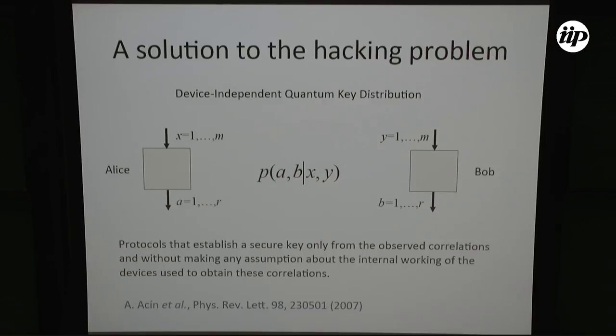So I don't know what's inside the box. This is why we call it device independent. It's independent of what is inside my device. I don't know how the device produces the output given the input. I only want to see these numbers. Whether the box produces these numbers using systems of dimension 2, 3, infinite, I don't care. If I make a protocol based only on these observed correlations, observed statistics, then I'm fine, and I can run the protocol without putting any trust in the provider.